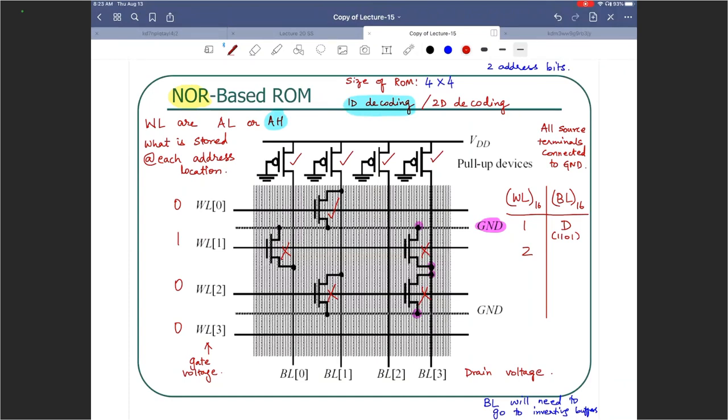All right, let's keep moving here. At two, what do you have stored? I'm going to erase these guys now and talk about one. So this guy is active, this guy is active, everybody else will be inactive, right? So what is bit line zero? It is going to be low. Bit line one, high. Bit line two, always high. Bit line three, there is a path to ground, zero. So 0110, what is 0110, six, right?